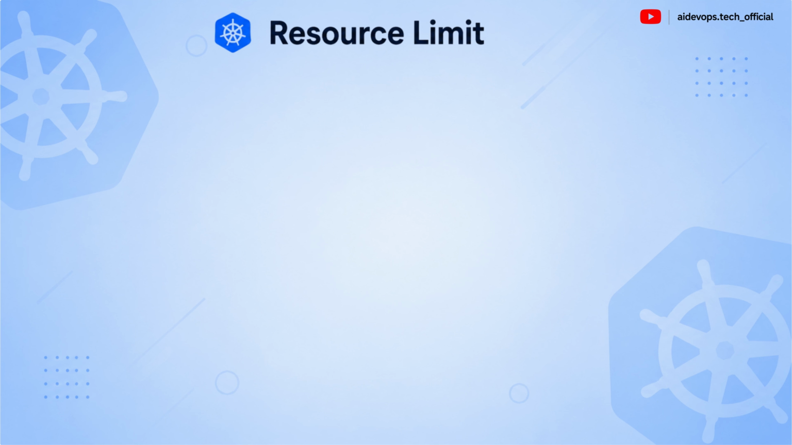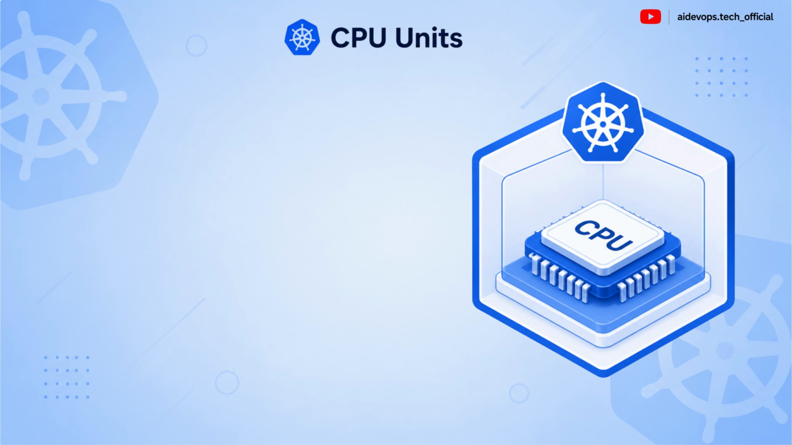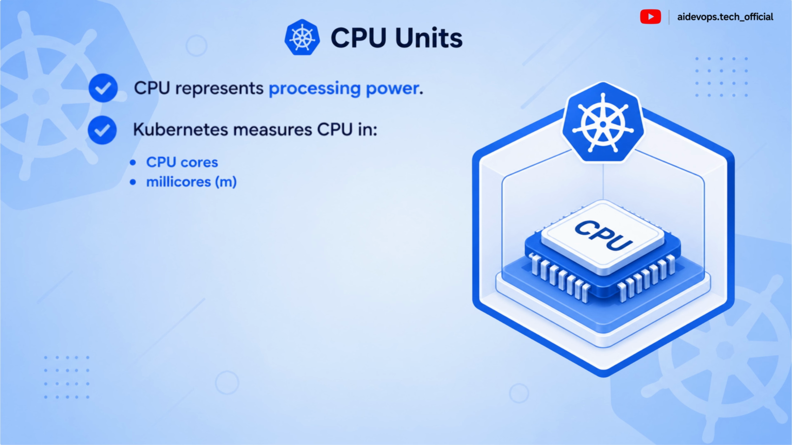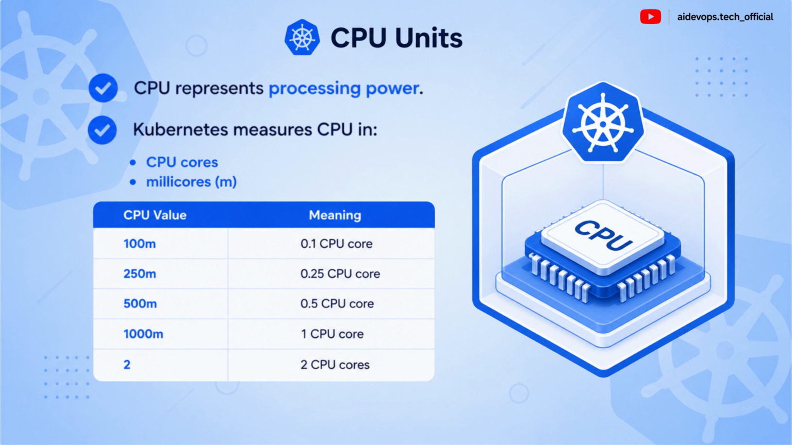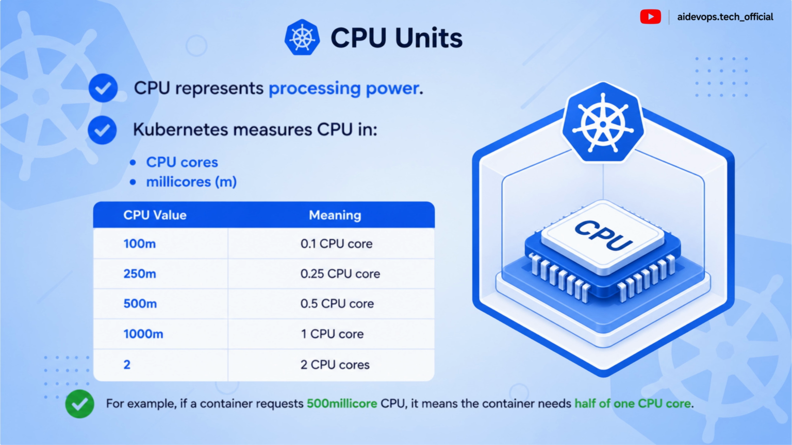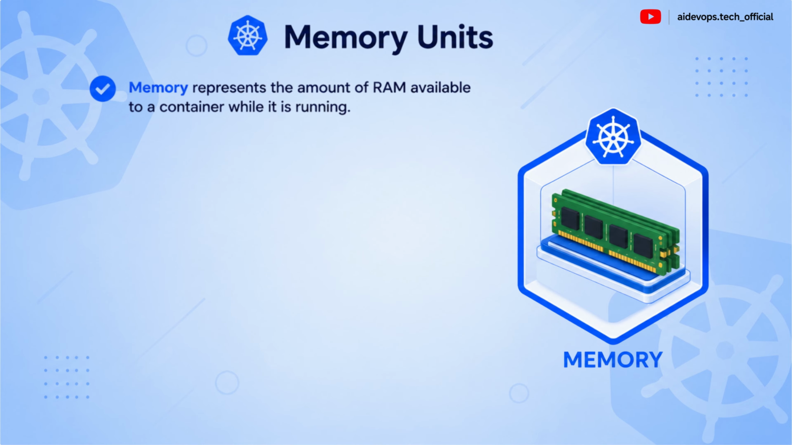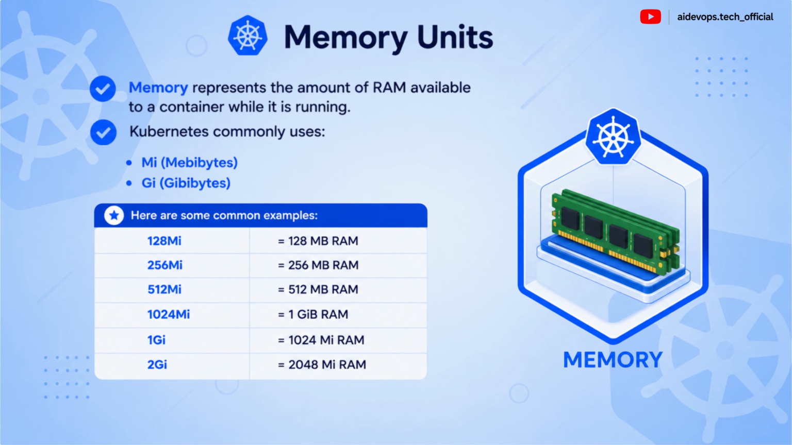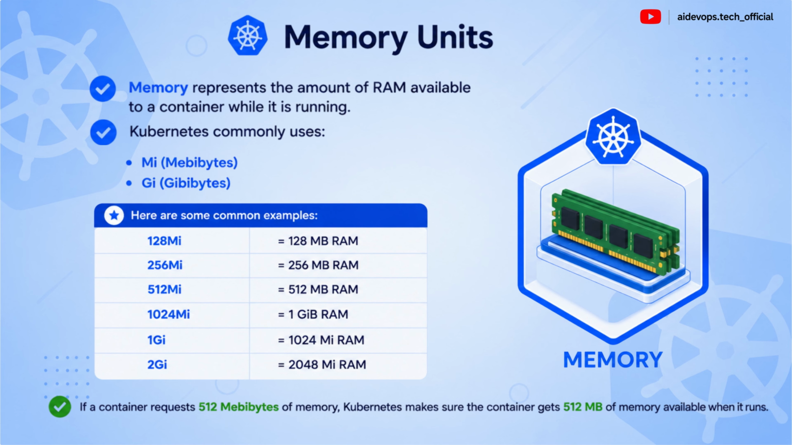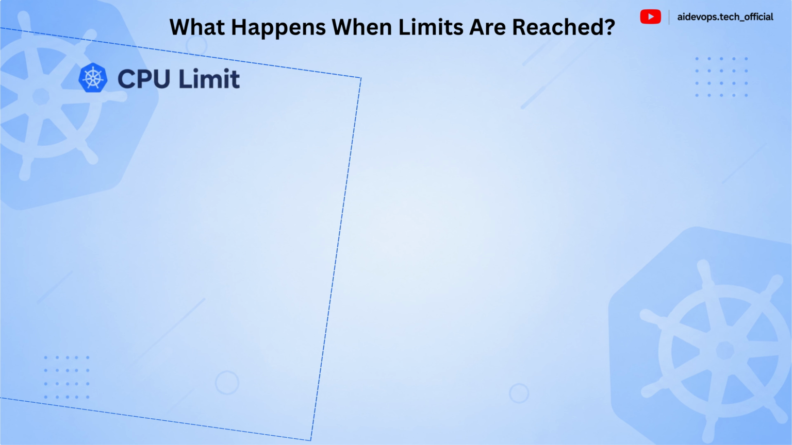Now before writing the YAML file, let's quickly understand the units. CPU represents the processing power, and Kubernetes measures the CPU in CPU cores and millicores. For example, if the container requests 500 millicore of CPU, it means the container needs half of one CPU core. Memory represents the amount of RAM available for the container while it is running. Kubernetes commonly uses Mi, that is MB, and Gi, that is GB. So if the container requests 512 MB of memory, Kubernetes makes sure the container gets 512 MB of memory available when it runs.